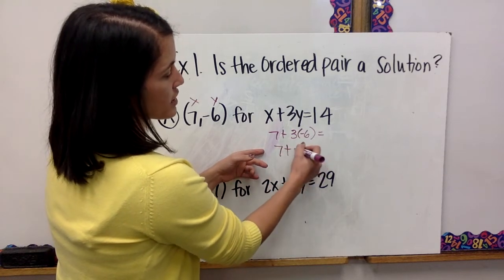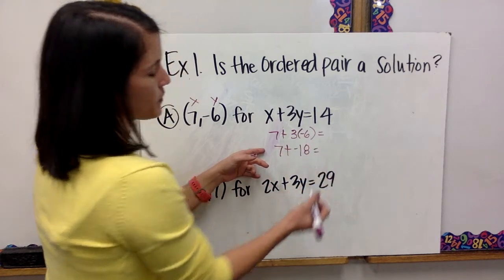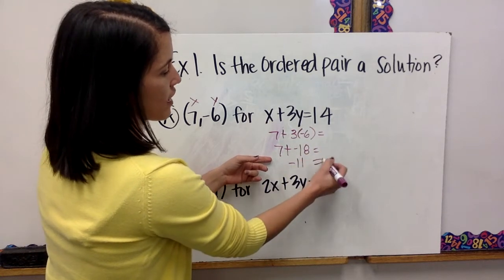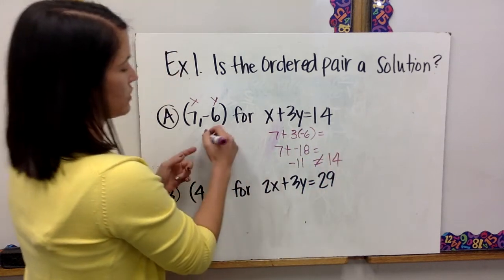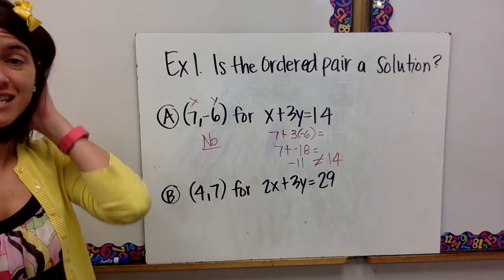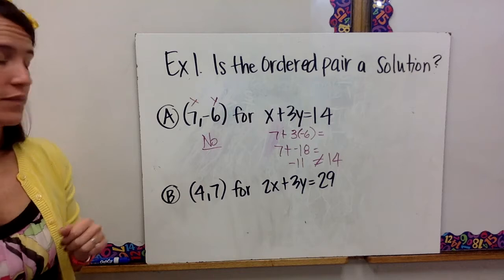And 3 times negative 6 is negative 18. 7 plus negative 18 is negative 11. And that does not equal 14, so the answer is no. This is not a solution because it does not make the equation true.